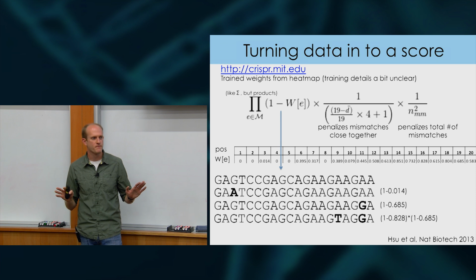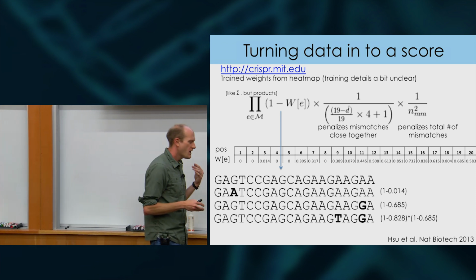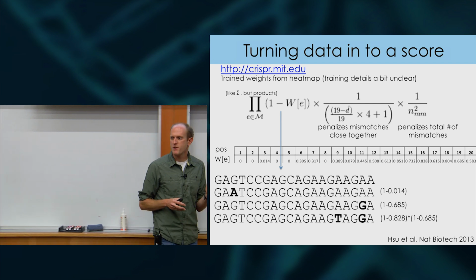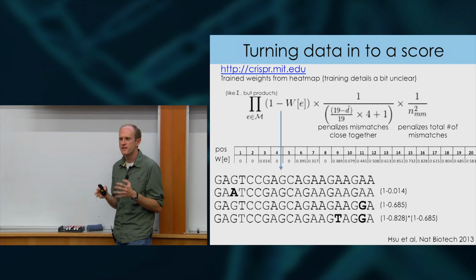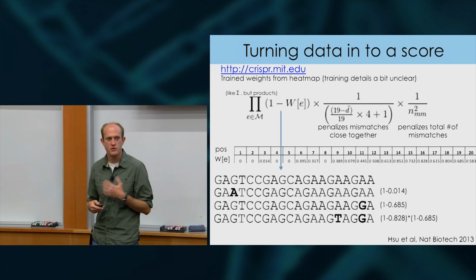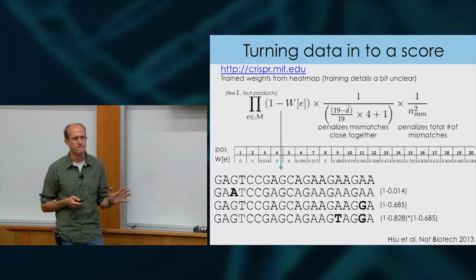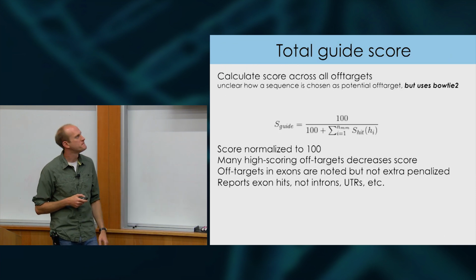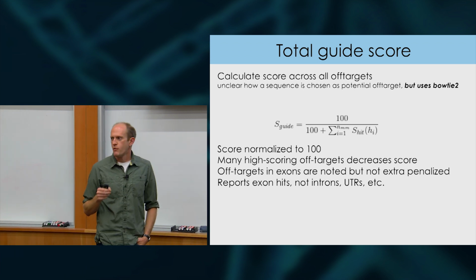Does that make sense? I go over this in some detail because I think a lot of people use the CRISPR MIT server as this black box of, I get specificity out of it. And I think it's really important to know where the data came from and how it's getting these scores, because the scores are on just this totally arbitrary scale. So is this pretty clear? Okay. So that's for one mismatch.